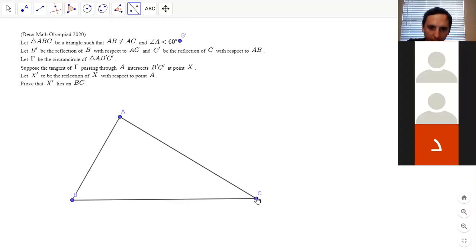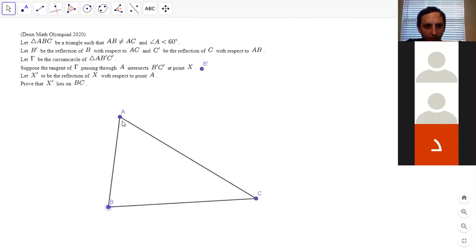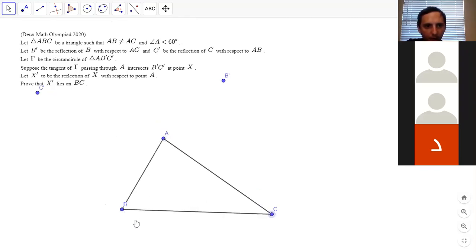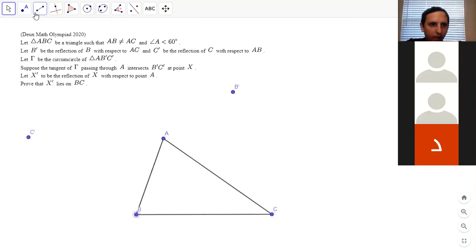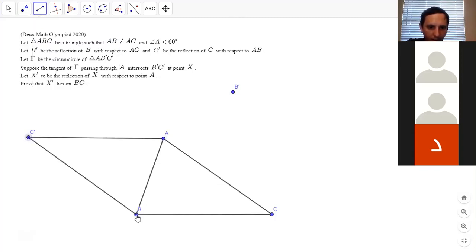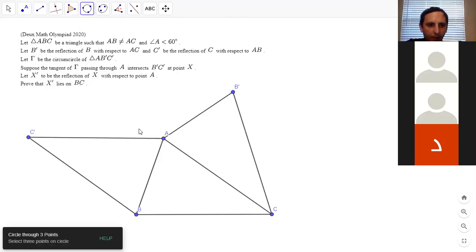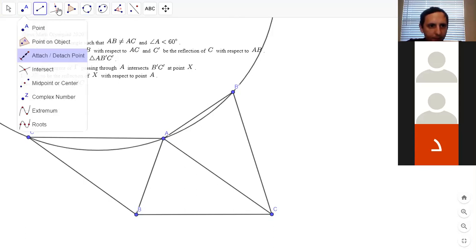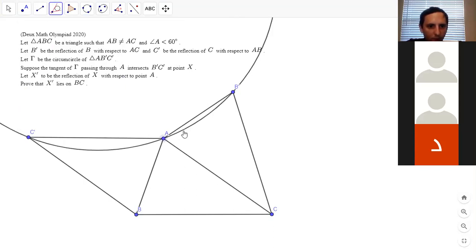So I reflect B over AC and C over AB. Let me make the diagram better. And gamma is the circumcircle of A. Let me draw in a couple things first. Obviously we have a bunch of kites here, so we have two kites. We draw the circumcircle of A, B prime, C prime, and we draw the tangent to it at A, and it intersects B prime C prime at X.